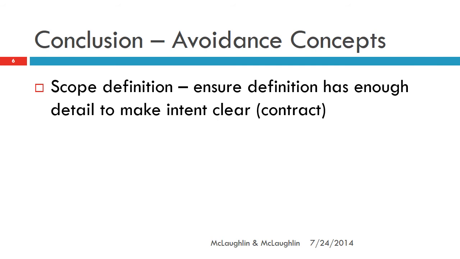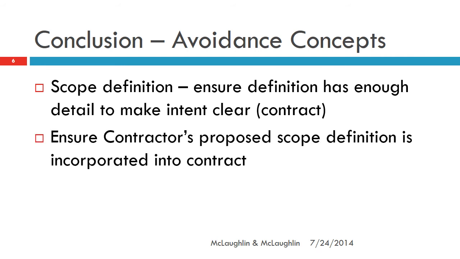And this, of course, at the risk of stating the obvious, this detail needs to be part of the contract. So you need to sweep the contractor's scope of work proposal, and the contractor has to make sure that the contract contains enough to make the intent clear. The second point is to ensure that, and I just commented on it, the contractor's proposed scope definition, what they intend, is part of the contract. For if it's simply part of their proposal, but it's not incorporated into the contract, there may be some problems with utilizing it as a baseline. The contract is typically the baseline.